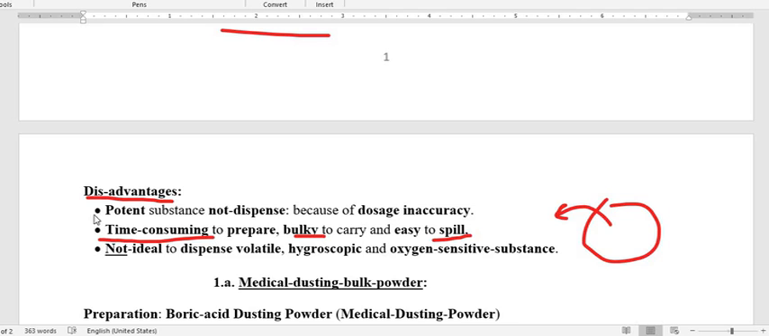Second important point is that you are not able to make the powder for potent substances, because when you make a potent substance in powder form, if the patient takes more of the dose, it will cause toxicity. So potent drugs should be avoided for dispensing in powder form, as this produces dosage inaccuracy. That is the reason.